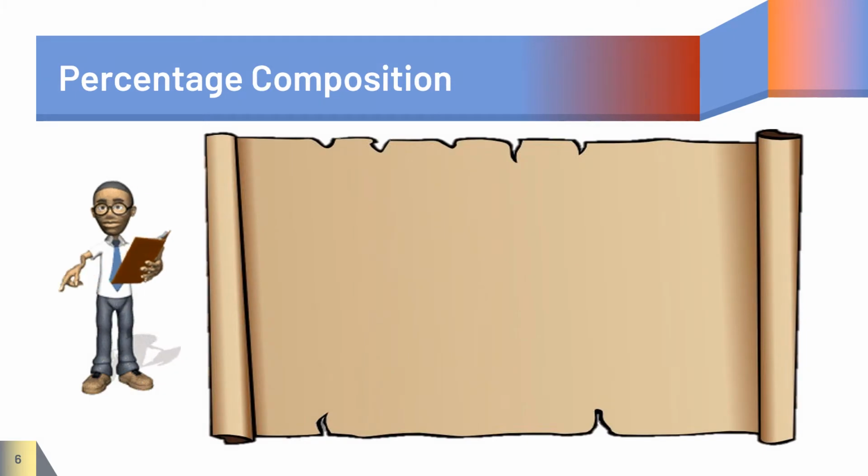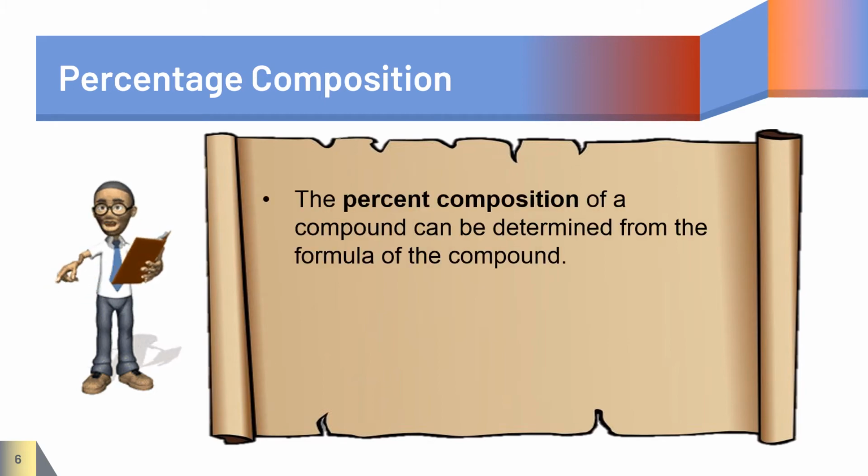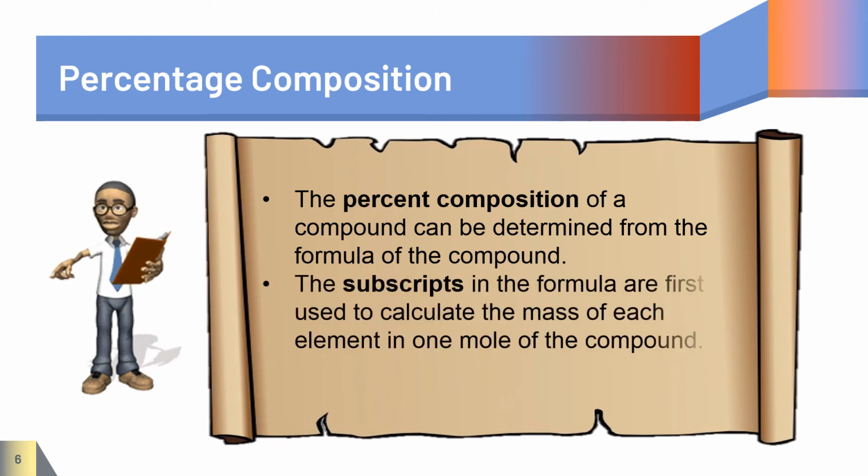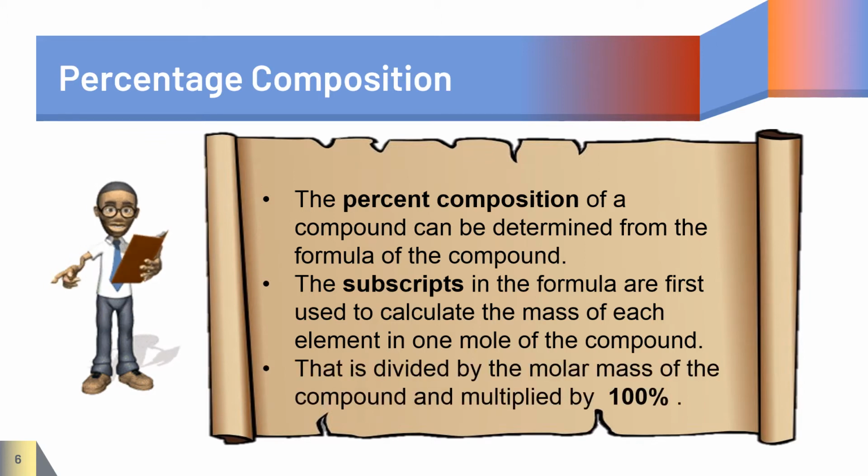Now, so it is somewhat related to our lesson for today, which is all about percentage composition. It means that the percent composition of a compound can be determined from the formula of the compound. It is necessary for us to identify first the chemical formula of the compound given. Of course, the subscript in the formula are first used to calculate the mass of each element in 1 mole of the compound. And that is divided by the molar mass of the compound and multiplied by 100%. That is how we obtain the percentage composition.